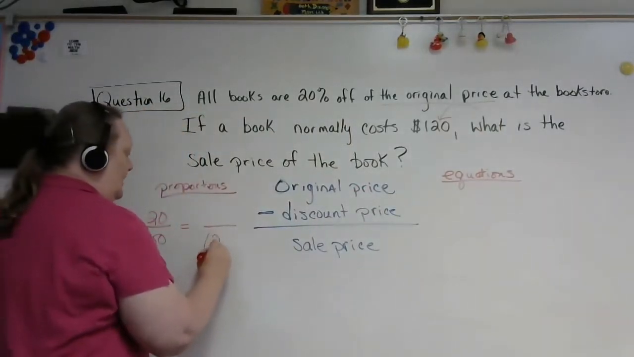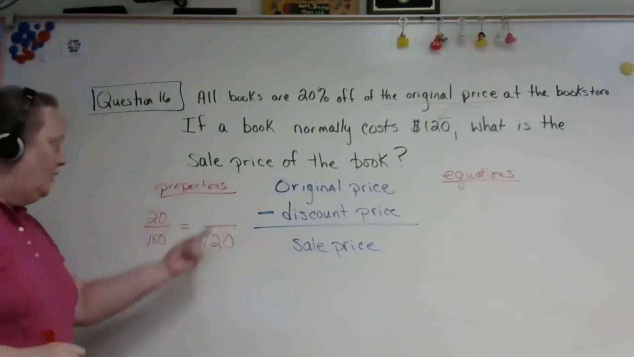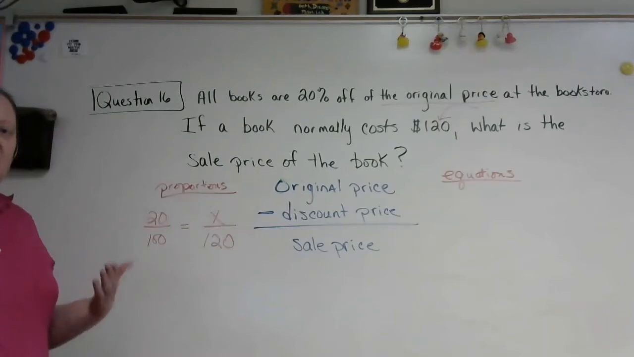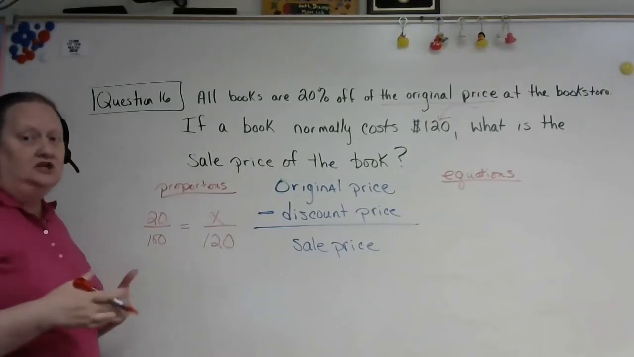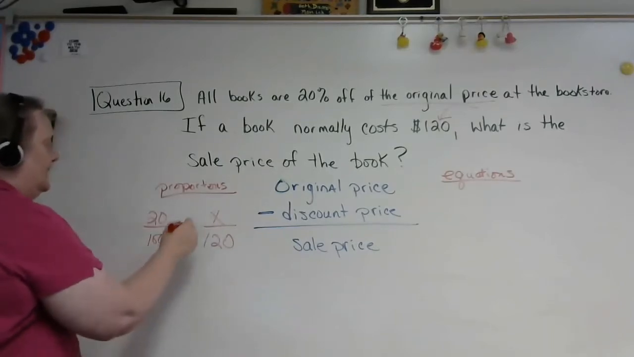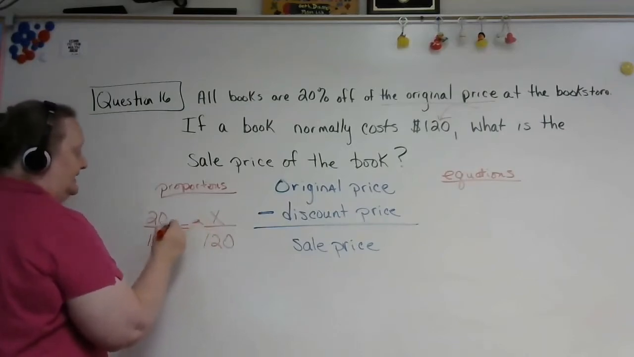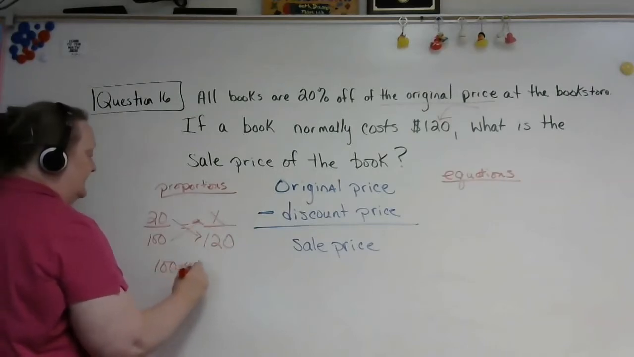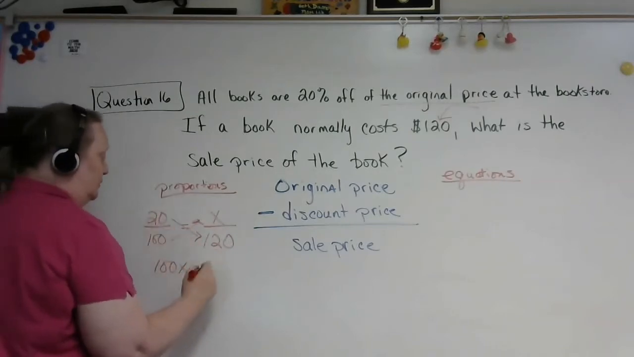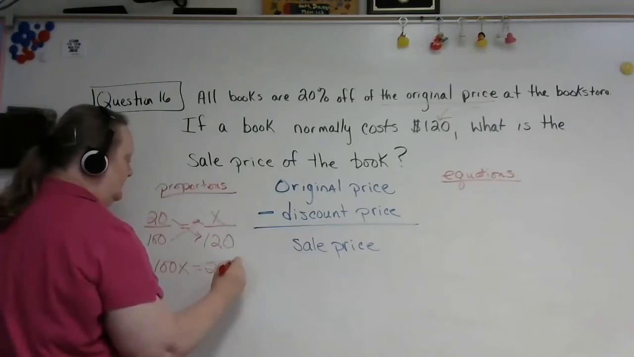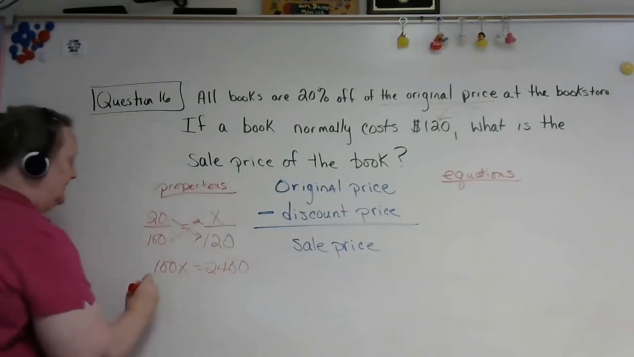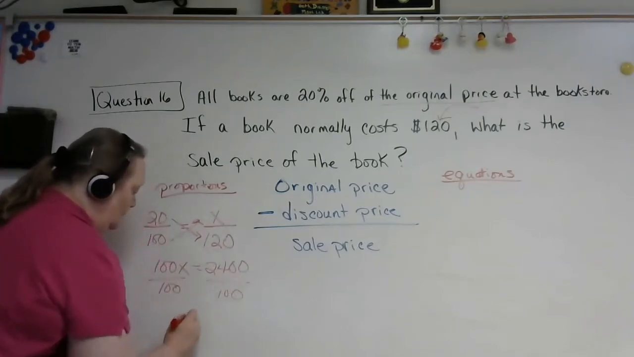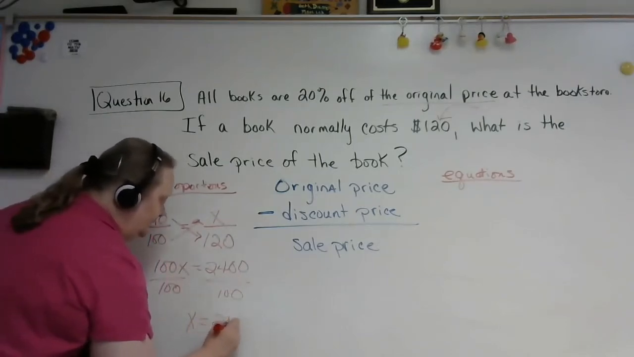So that would be $120 on the bottom. What we're looking for is the discount, so that would be X. And then with a proportion, what we do is we cross multiply. So that would be 100 times X and 20 times 120. That would be 100X equals 20 times 120, which is 2,400, divided by 100, which would give me X equals 24.